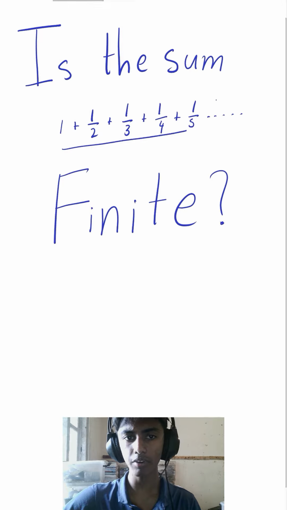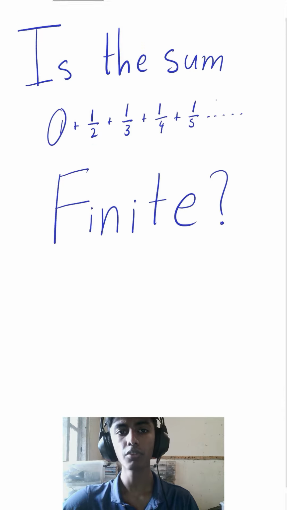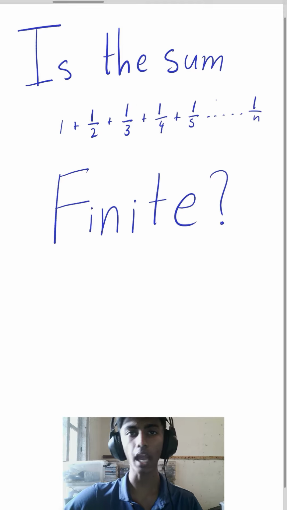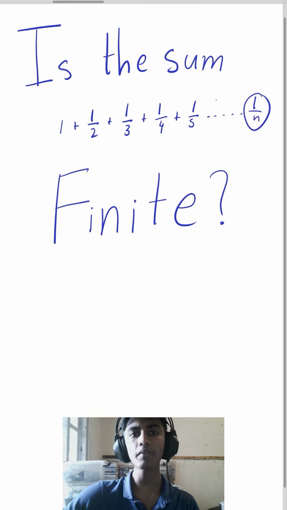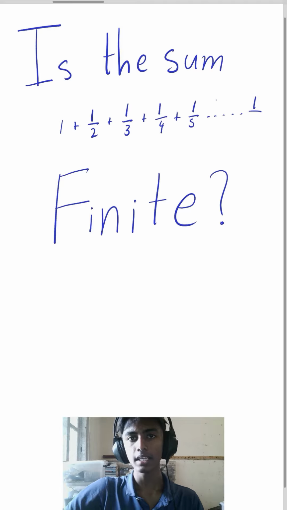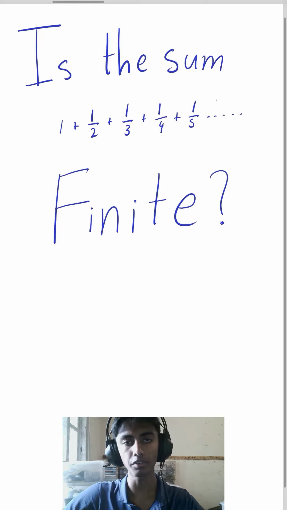You might think it's finite because the first term is 1 divided by 1, the second term is 1 divided by 2, the third term is 1 divided by 3. Therefore, the nth term would be 1 divided by n. As we take the limit as n approaches infinity, 1 divided by n approaches 0. So you might think, well, since the infinitieth term approaches 0, shouldn't the whole sum also approach some constant value, since we're not adding anything at that point? Well, that's actually wrong.